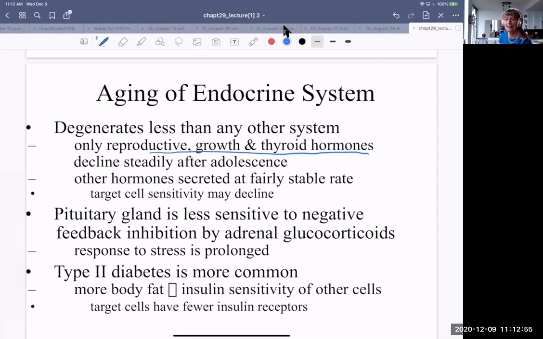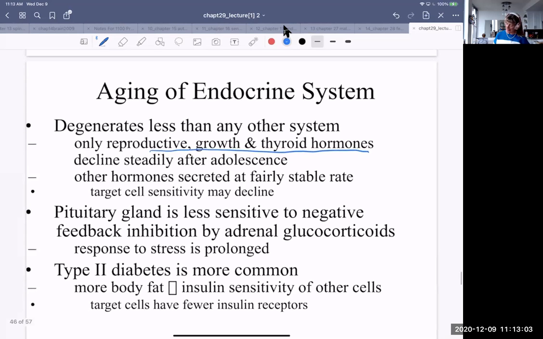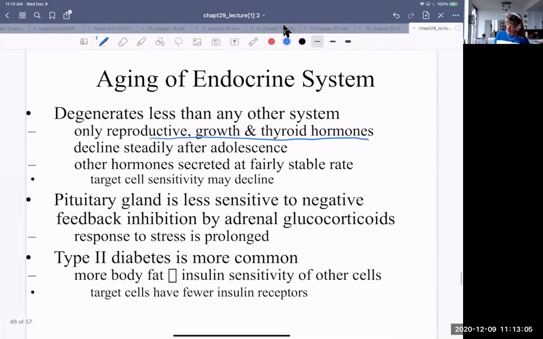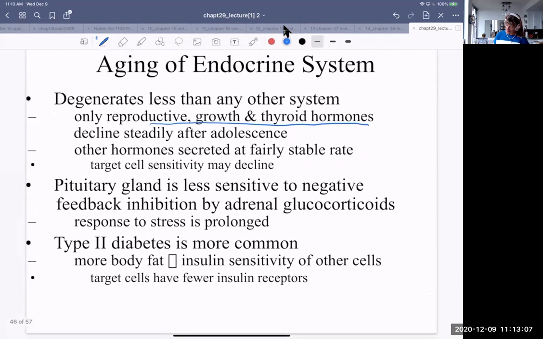Although target cell sensitivity may decline. The pituitary gland is less sensitive to negative feedback inhibition, and response to stress is prolonged. Type 2 diabetes is more common. There's more body fat due to a decrease in insulin sensitivity of other cells. So target cells have fewer insulin receptors.